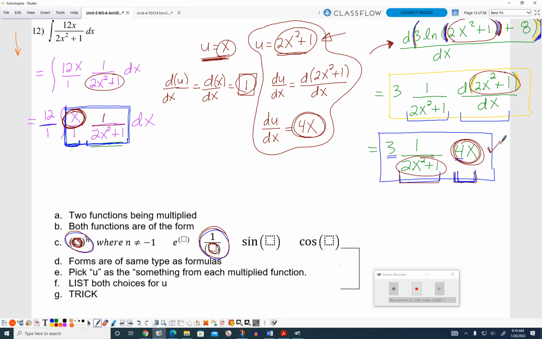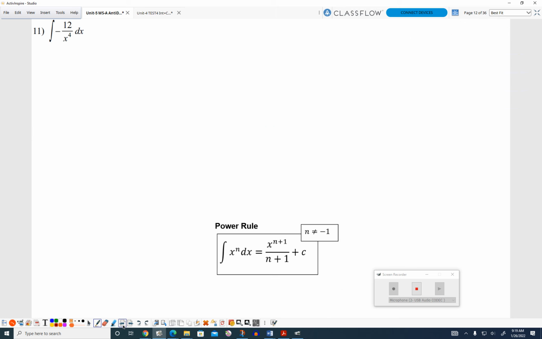If I make my choice for something, and I take the derivative and it isn't the other multiplying function, like it's 4x squared, it doesn't match this, that means U substitution won't work. Now, good news for our class, you don't really get tested heavily on antiderivatives. So it's either going to be a simple rule, like that.